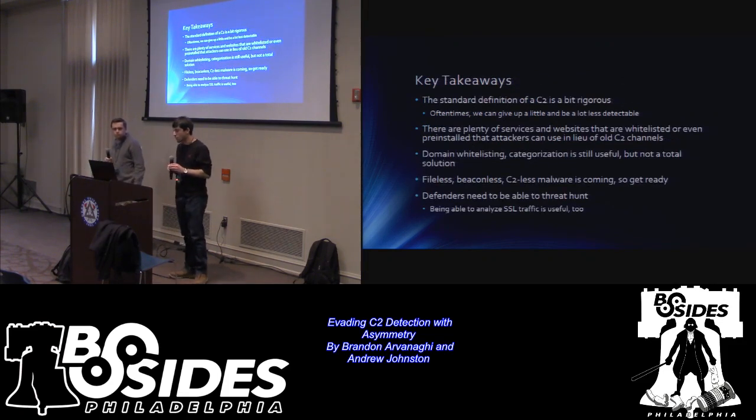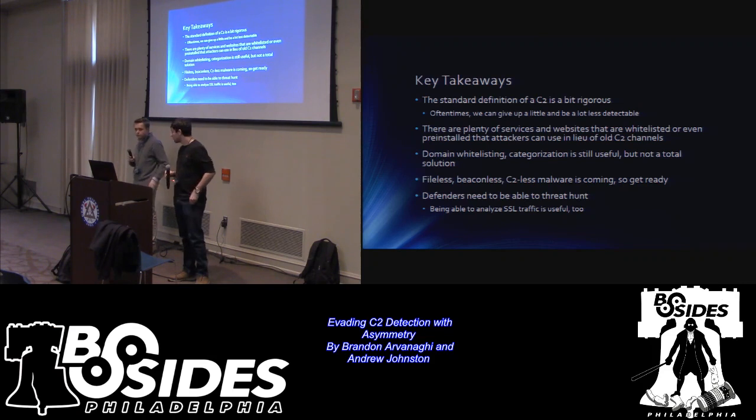And just to wrap it up, what are the key takeaways here? The standard definition of a C2 right now is a bit rigorous, and we feel that if you do something like asymmetry, you can break up this definition and be a lot less detectable by changing what it means to have a C2 server. And like we already mentioned, there's plenty of websites and servers that you can use for this implementation. And not even just websites in general. Like we said, pre-installed applications are very common across computers, and these can be used in place of the old C2 channels that we're used to.